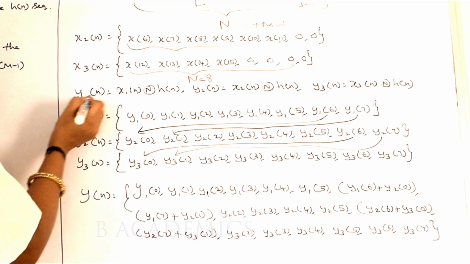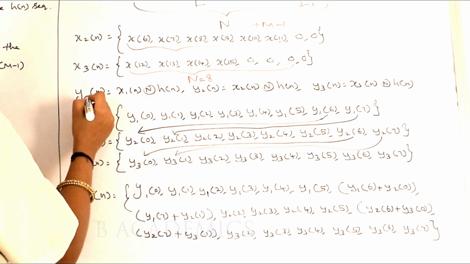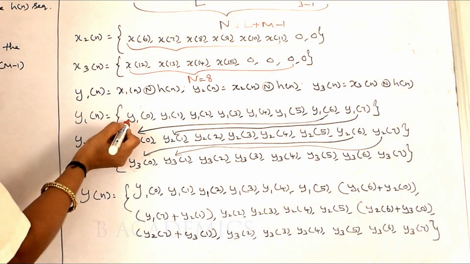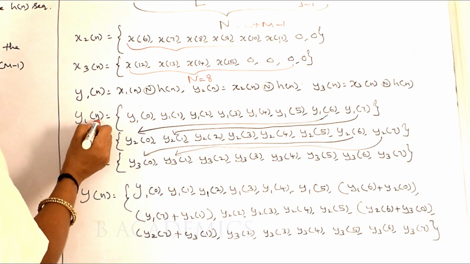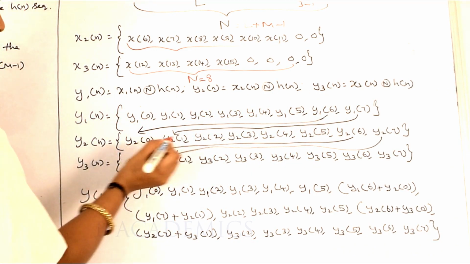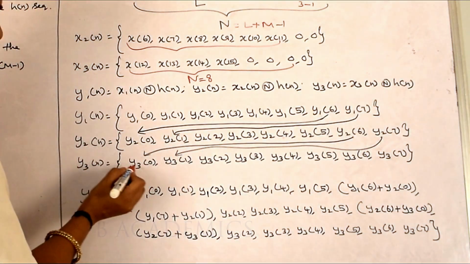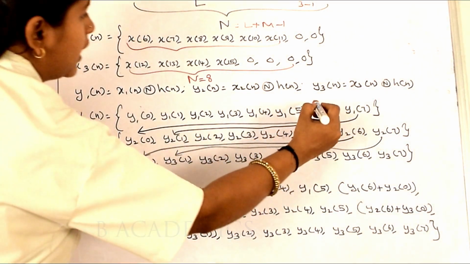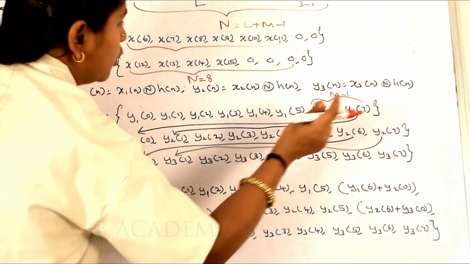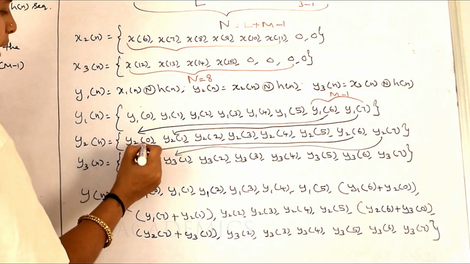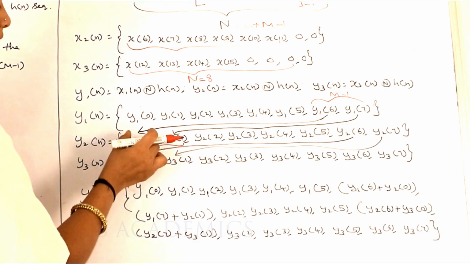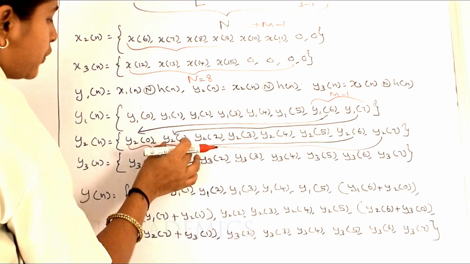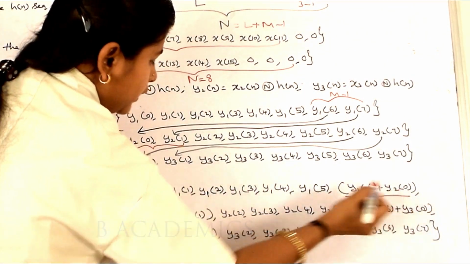So after that I am going to perform convolution for each subblock, y1 of n, y2 of n and y3 of n. And I am getting the output as y1 of 0 to y1 of 7 for y1 of n, y2 of 0 to y2 of 7 for y2 of n, y3 of 0 to y3 of 7 for y3 of n. Before combining, I am taking the last M minus 1 data of the first block and adding it to the first M minus 1 data of the second block. I have to add y1 of 6 plus y2 of 0, y1 of 7 plus y2 of 1. I have written it here. Okay.